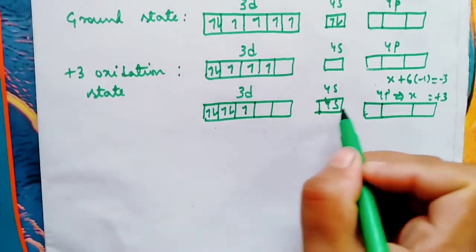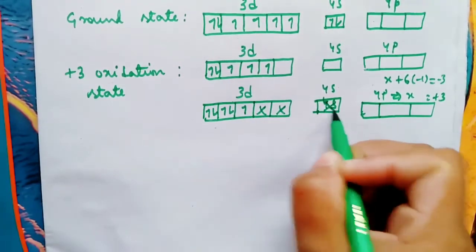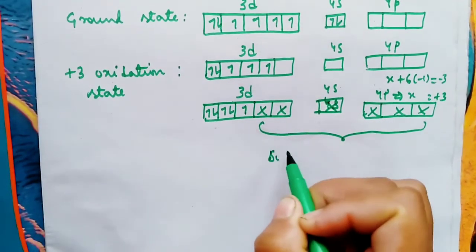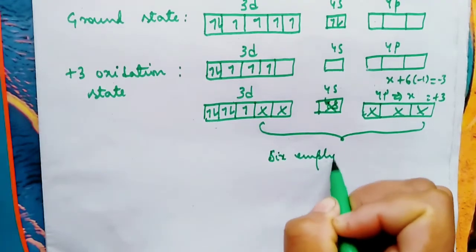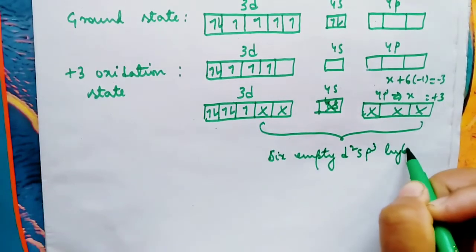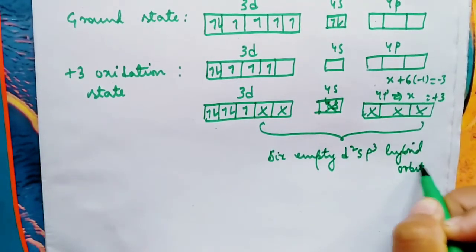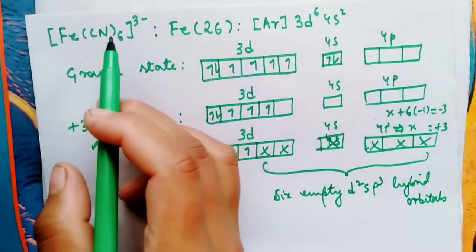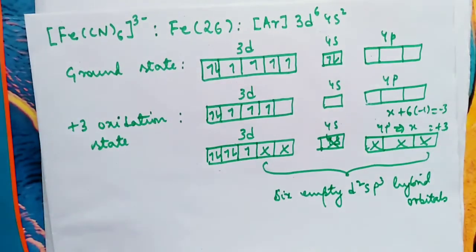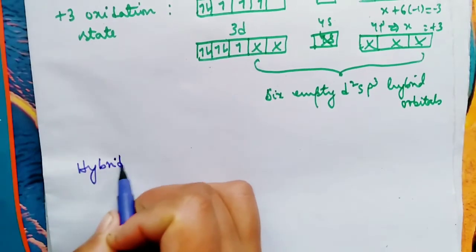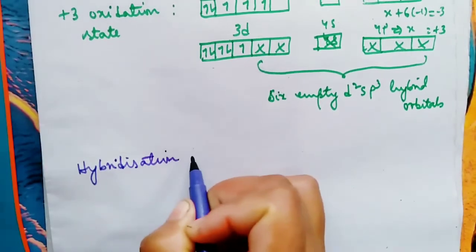Okay, so here we have 1, 2, 3, 4, 5, 6. There are 6 empty d2sp3 hybrid orbitals. These 6 empty d2sp3 hybrid orbitals are occupied by 6 CN ligands in order for this complex to be formed. So from here, what is the hybridization? The hybridization is d2sp3.